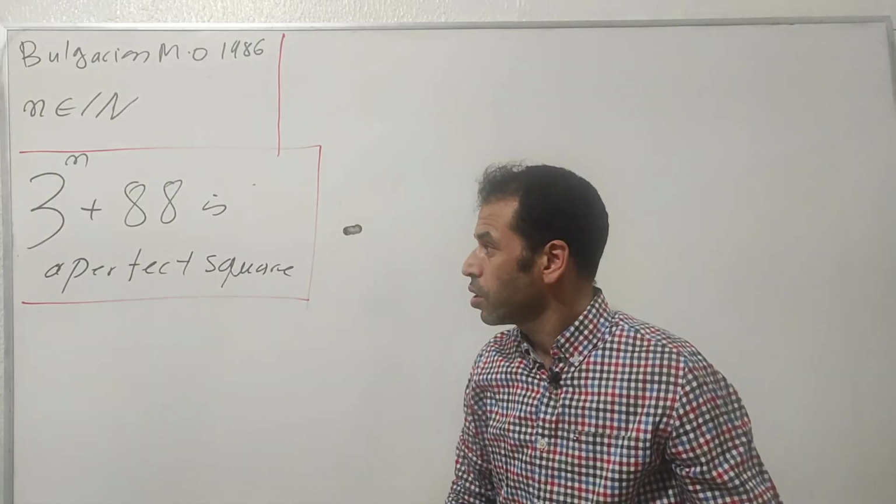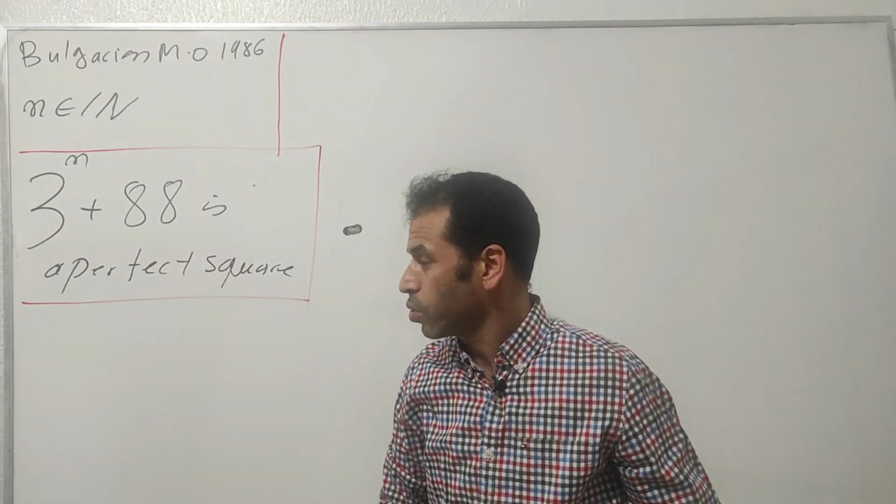So we are going to determine the appropriate value of n in order to have the whole thing be a perfect square. Okay? Before we proceed to the solution, I would like to remind you, do not forget to support the channel.